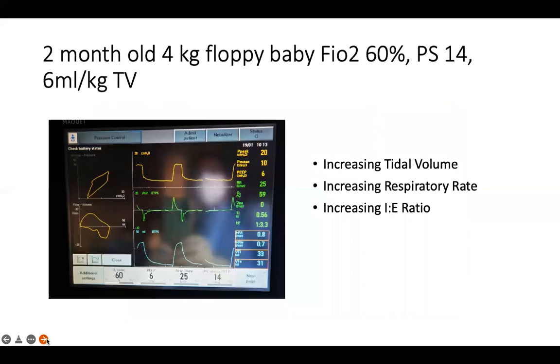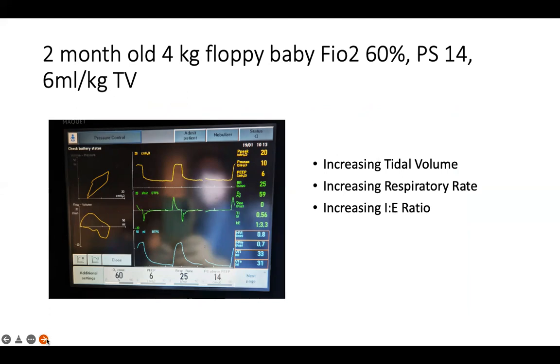So now coming to the next child. So this is a 2-month-old baby, 4 kilogram, floppy baby who's on ventilator with a pressure support of 14 above PEEP and a PEEP of 6. And here again, as I said, the problem is the pH is low and the PCO2 is high. Now, what would you like to do for this particular child? Would you like to increase the tidal volume, or would you like to increase the respiratory rate, or increase the expiratory time?